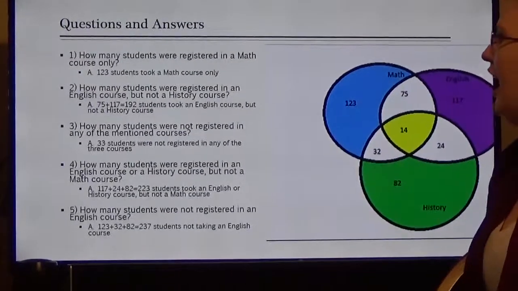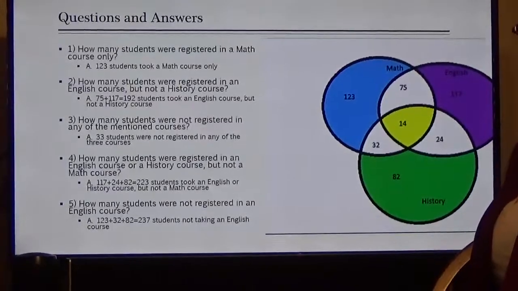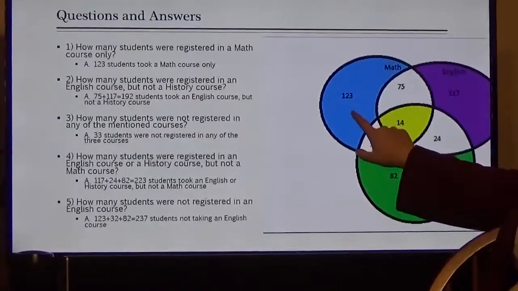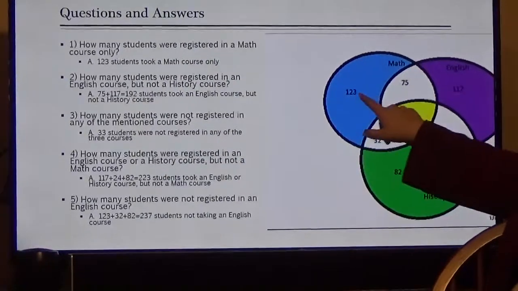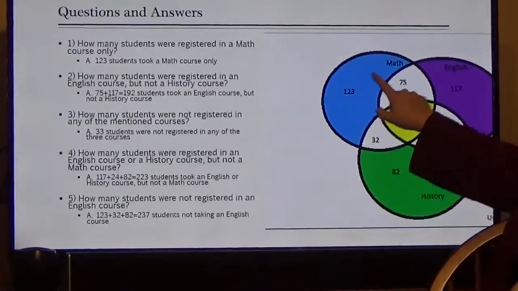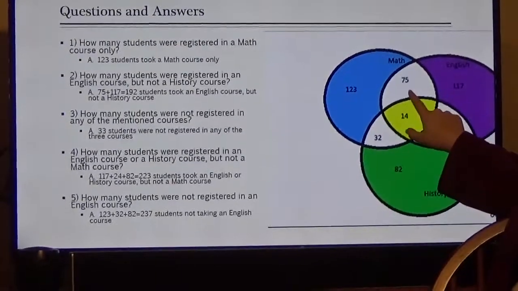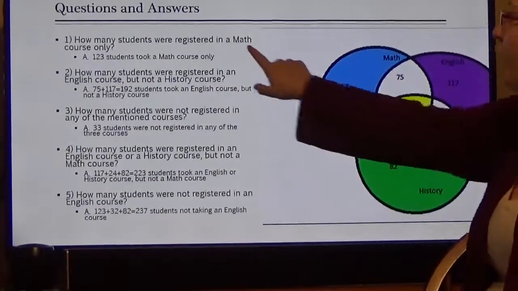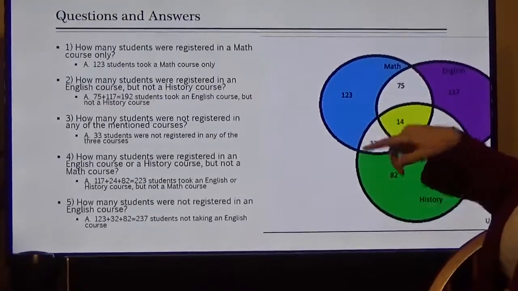So question 1, how many students were registered in a math class only? That's real simple. If you just reference my Venn diagram, 123 students took math only. And why it's 123 and not all those numbers is because the 75 set states math students and English students, and we only want the ones that took a math class. So that is why it's the 123.